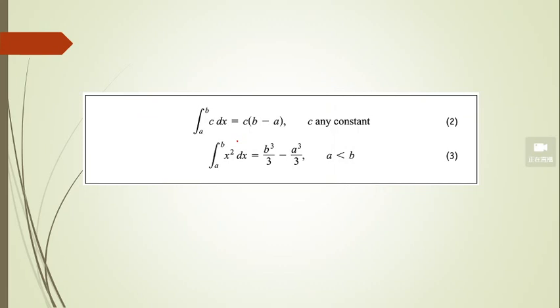Now let's try to understand what number 2 and number 3 mean. What is the function here for number 2? Comparing with the standard expression, the integral from a to b of f(x) dx, now my function f(x) is a constant c. What does this mean? We mentioned this function is a constant. What is the graph for a function if it's a constant?